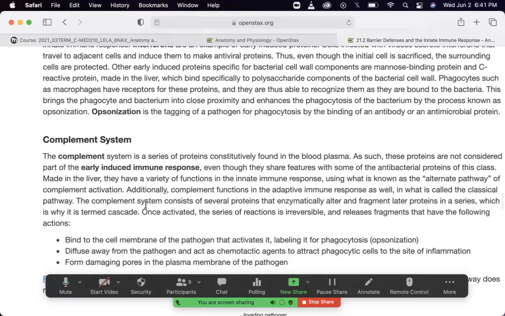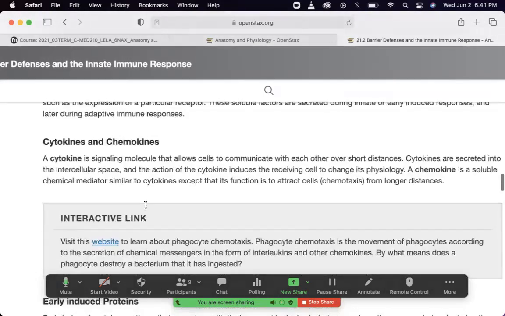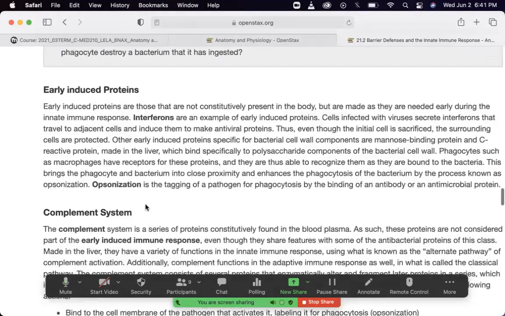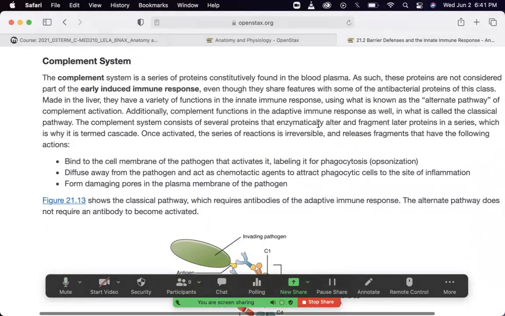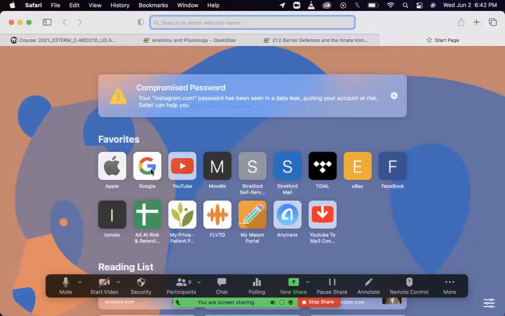Complement, that's a whole bunch of proteins in your plasma. Remember, all of these are soluble in your plasma. So where are we going to find them? In your blood plasma. That's why you put it in a red top tube with an SST, you know, that little plastic thing. Why am I describing it?